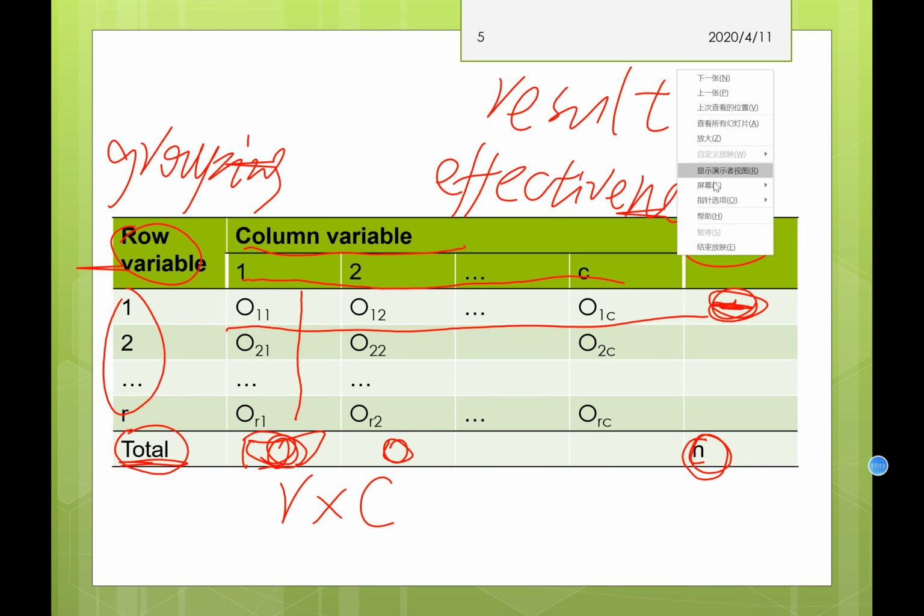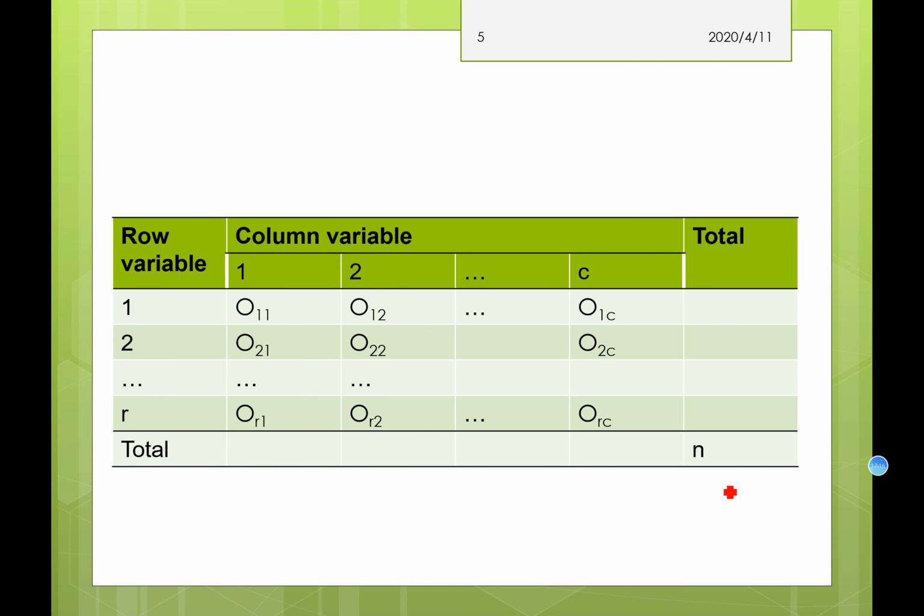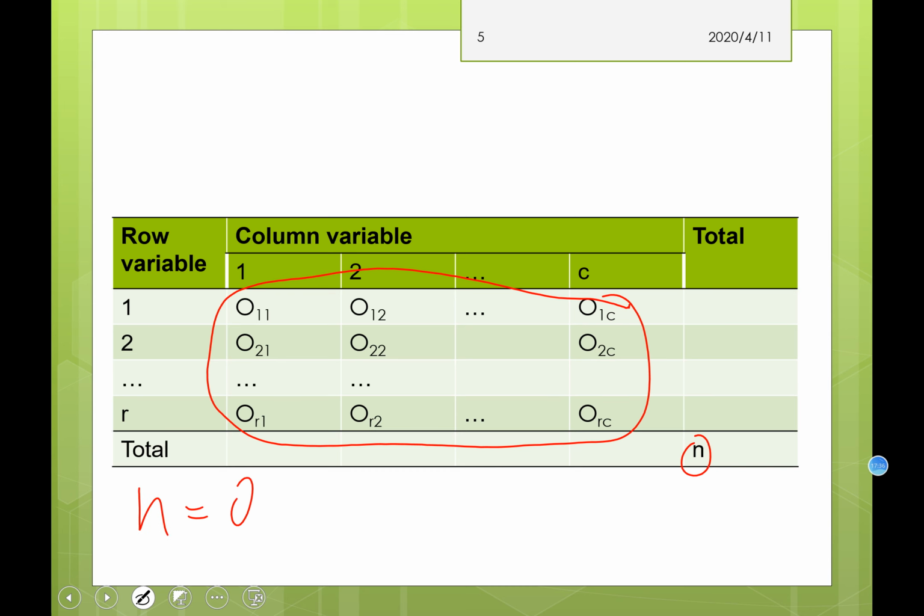Let's explain it first. This little n is located at the cross position of the row total and the column total. So n is the summation of all the numbers in the R times C contingency table. That means n equals O11 plus O12 plus ... O1C plus O21, up to the last number, ORC. So n is the summation of all the numbers in the R times C table.